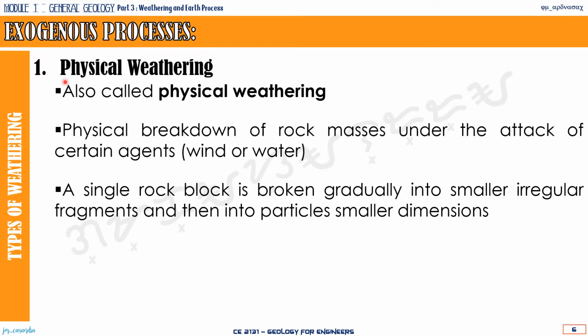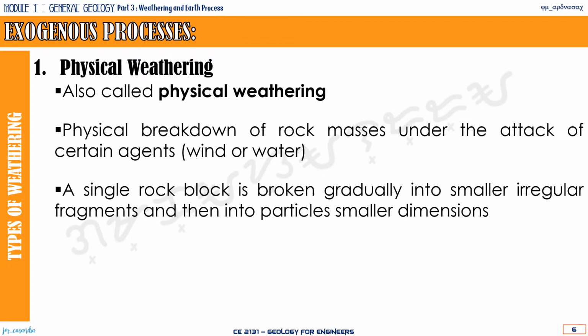And from the word physical, the process for physical weathering will be disintegration. So only the mechanical or physical properties change: its color, its size, its weight. Okay? That's the only thing that changes in physical weathering. So as the rocks disintegrate, their physical properties will change. That's for physical weathering.